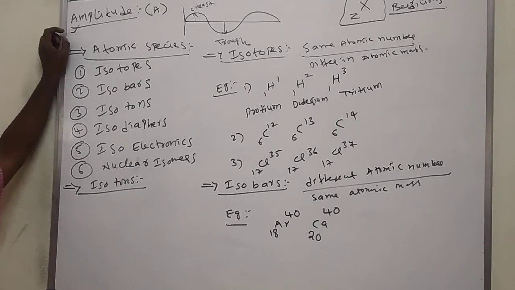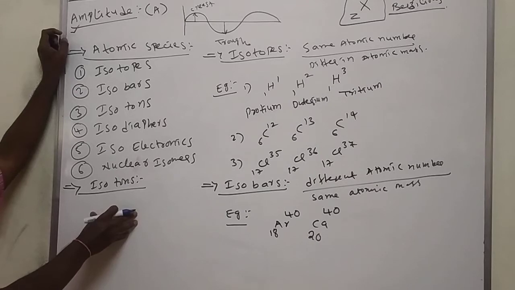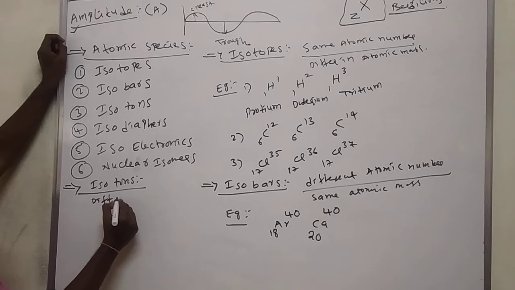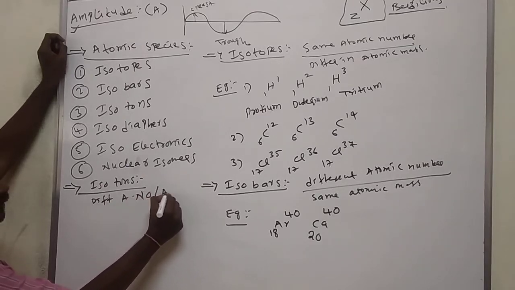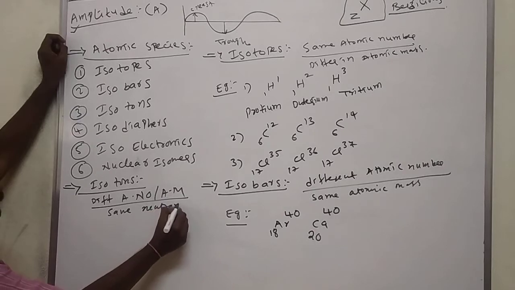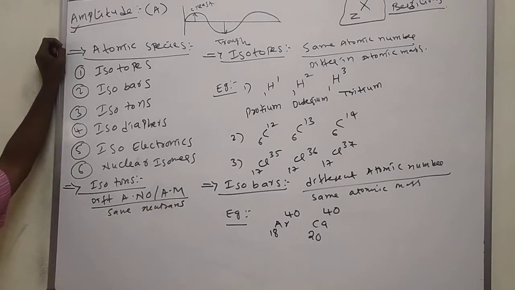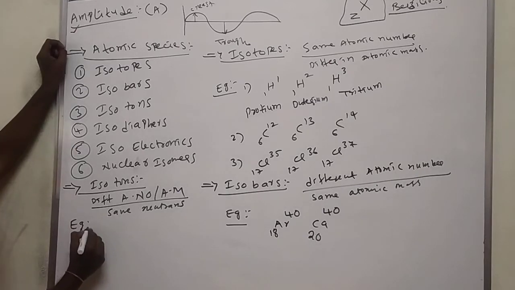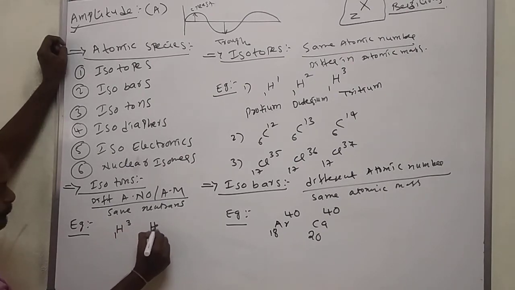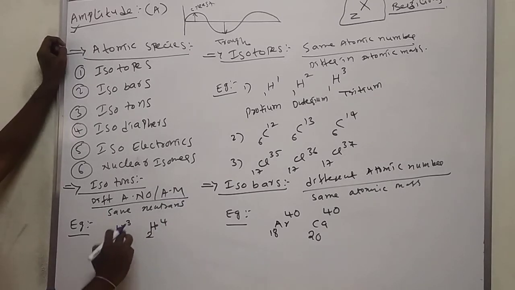Isotones means the atomic species which are having different atomic number, different atomic mass, but having the same number of neutrons, called isotones. For example, hydrogen 1, 3 and helium 2, 4. These have different atomic number, different atomic mass, but the same number of neutrons.